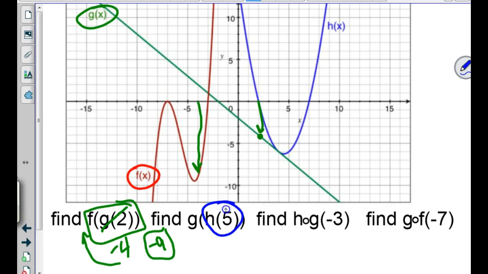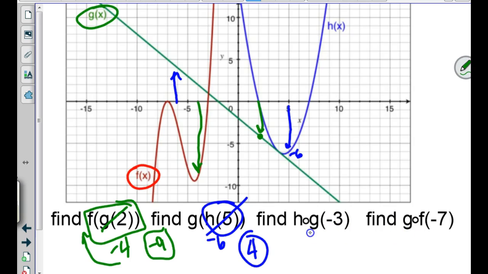Okay, let's try this one. H of 5. Here's H. At 5, it's at about -6. So now I'm going to put a -6 into G, which is this green one. -6 over here looks like about 4. It's the same thing, but it's different notation, right?